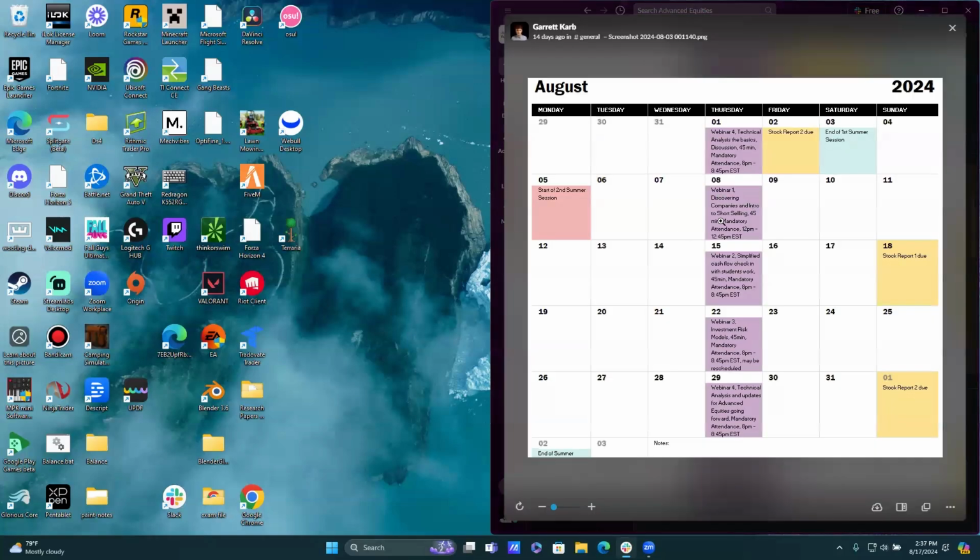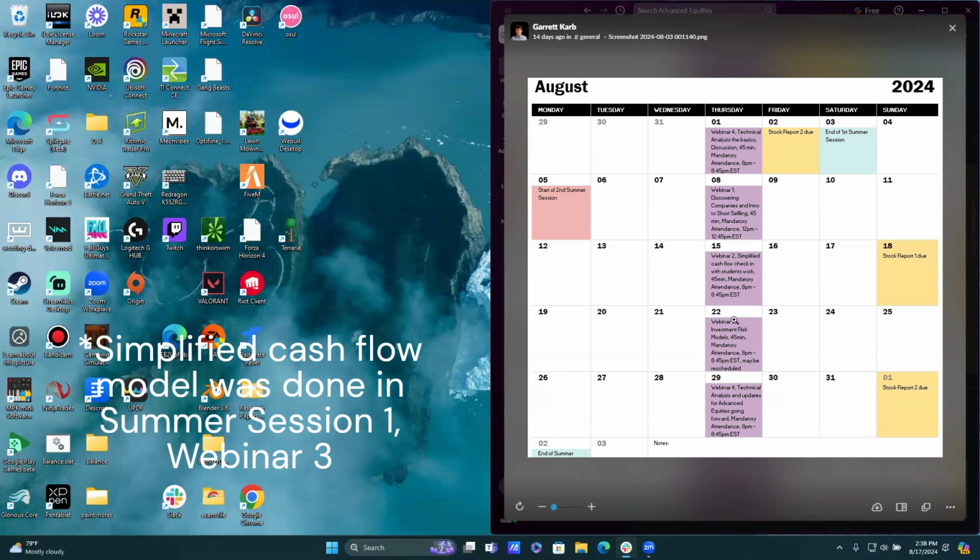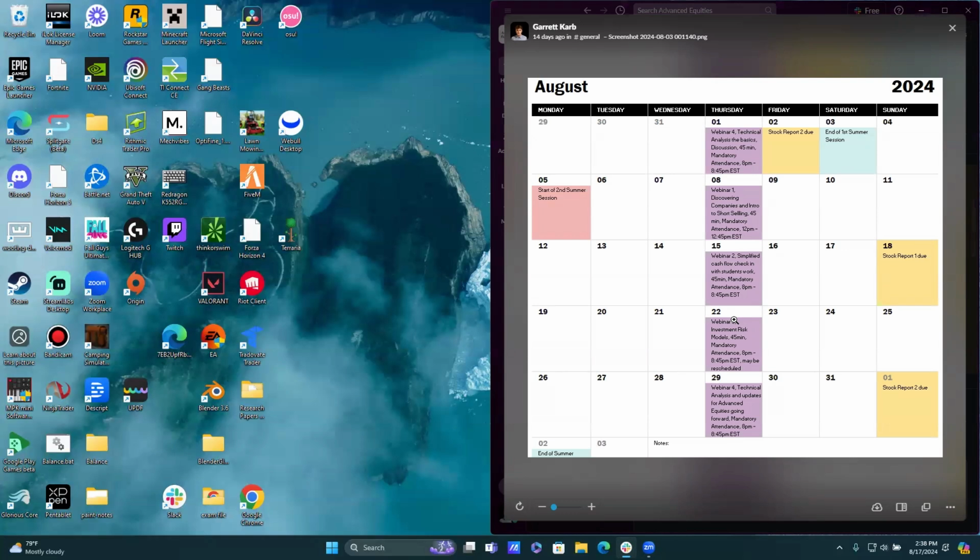It looks like today we're doing the simplified cash flow check-in with students' work. So remember in webinar 2 and summer session 1, we conducted a simplified cash flow model, but we went through it very fast. We just really quickly went over it. Now, the objective is to go more in depth with the actual definitions on the SEC statement. I wanted you guys to have a better understanding.